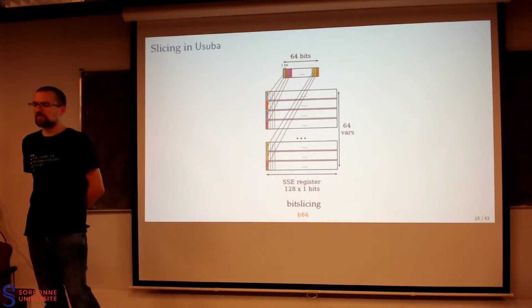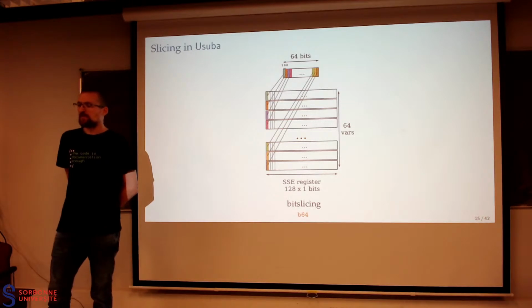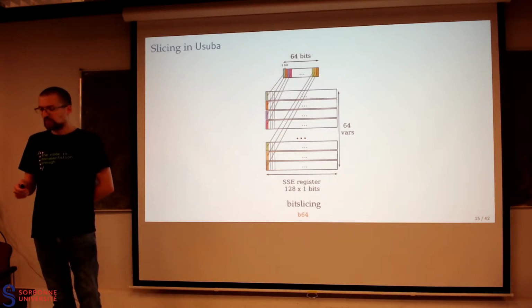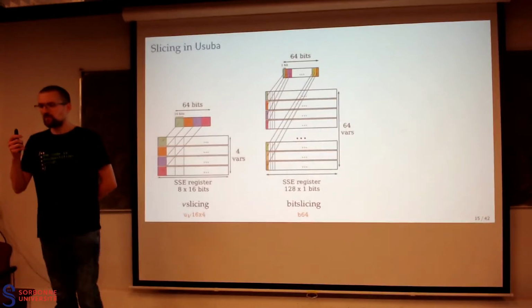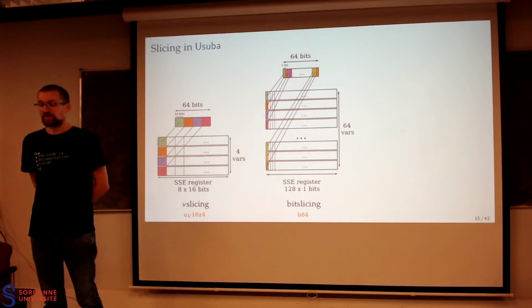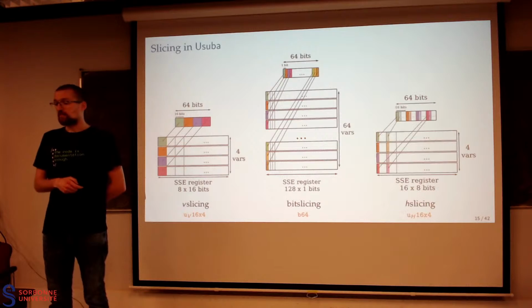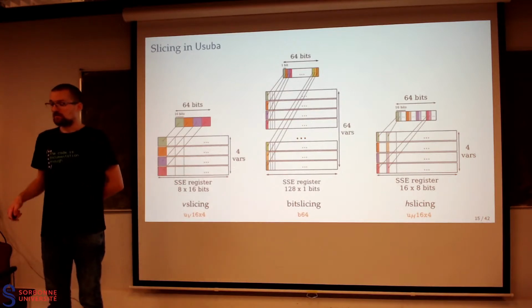To summarize a bit the slicing types we can do in Usuba and how we do them: the slicing direction, so vertical, horizontal, or bit slicing, is controlled by the type system in Usuba. So if you want to bit slice your input, you use the type B64. If you want to slice it vertically, you use the type UV16x4, which stands for 4 16-bit variables sliced vertically. And if you want to slice it horizontally, you use the type UH16x4, which means 4 variables sliced horizontally.